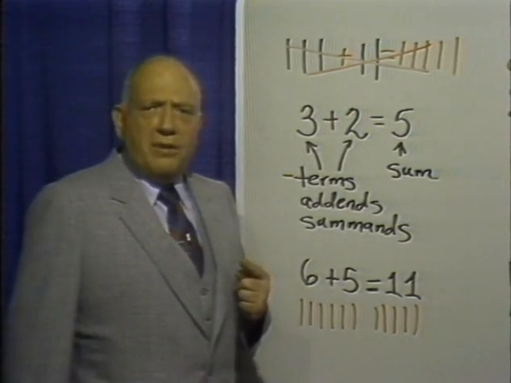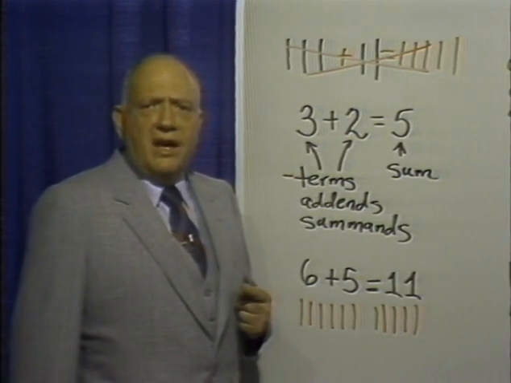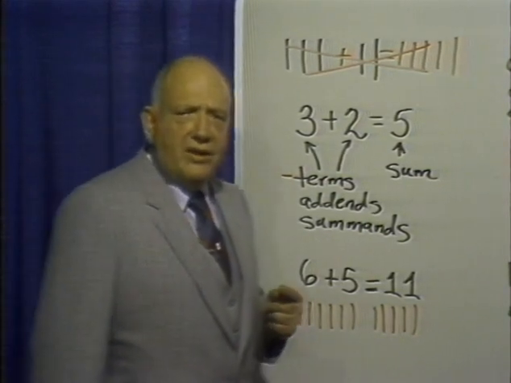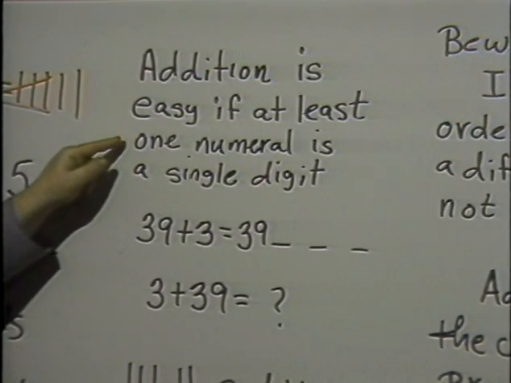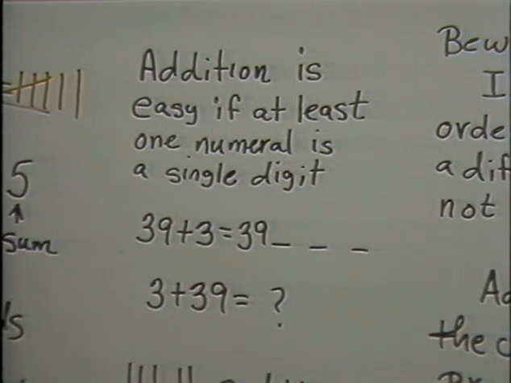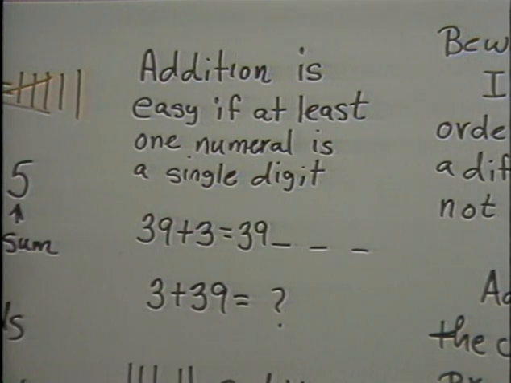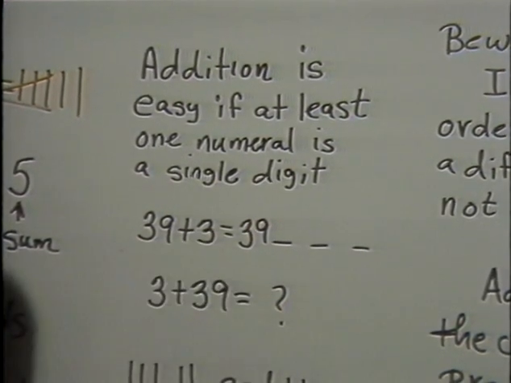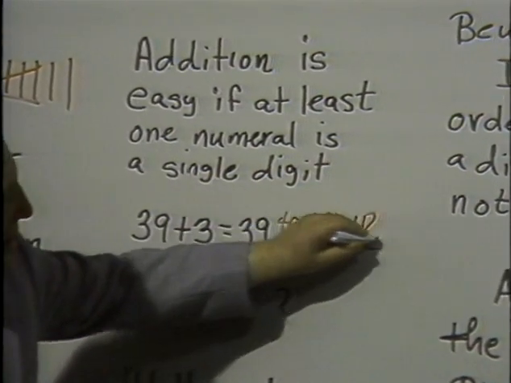But you see, when we use place value numerals, something very exciting happens. And the exciting thing that happens is that as long as one of the numbers that we're adding, one of the numerals, is a single digit, it's very easy to perform the problem. See, addition is easy if at least one numeral, remember numerals are the symbols that denote numbers, is a single digit. Look, for example, at the problem 39 plus 3. What I could do is to write 3 blanks, and now I say what? I'll start with 39, then I write 40, 41, 42.